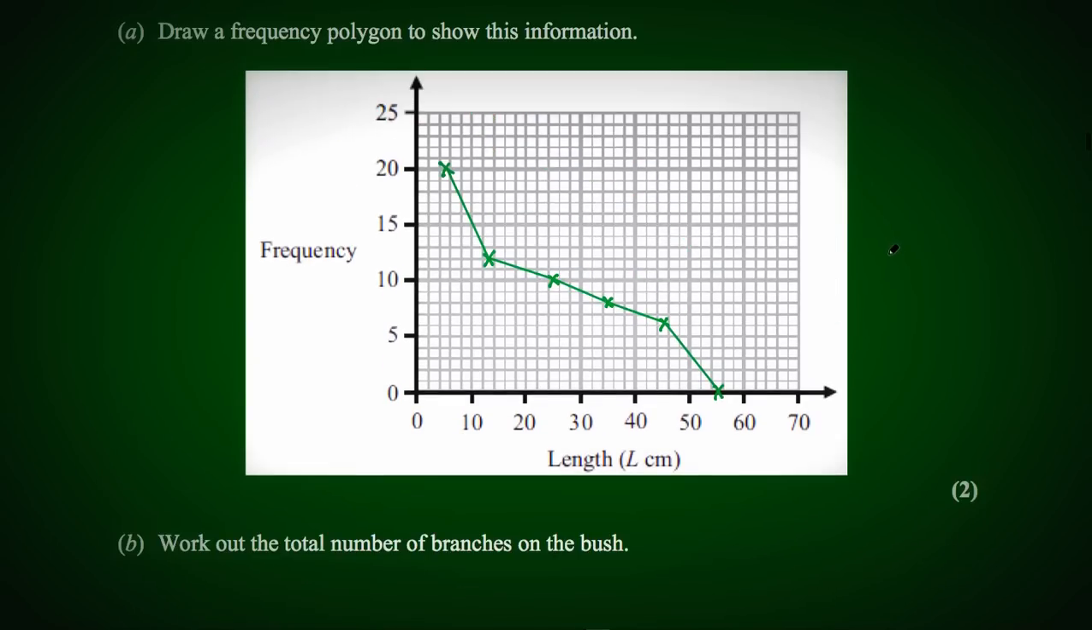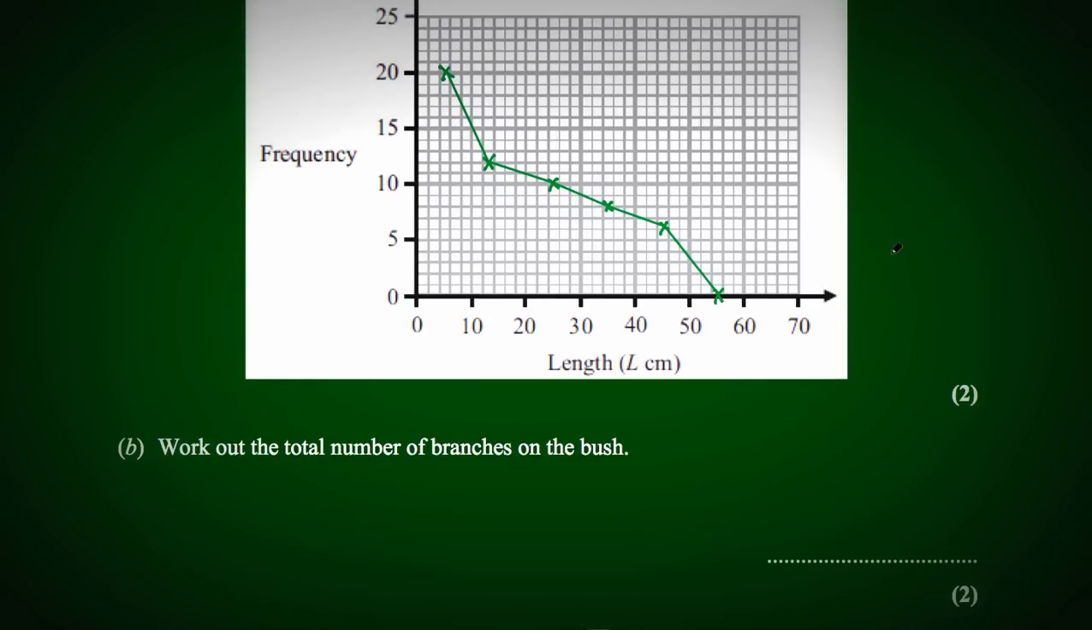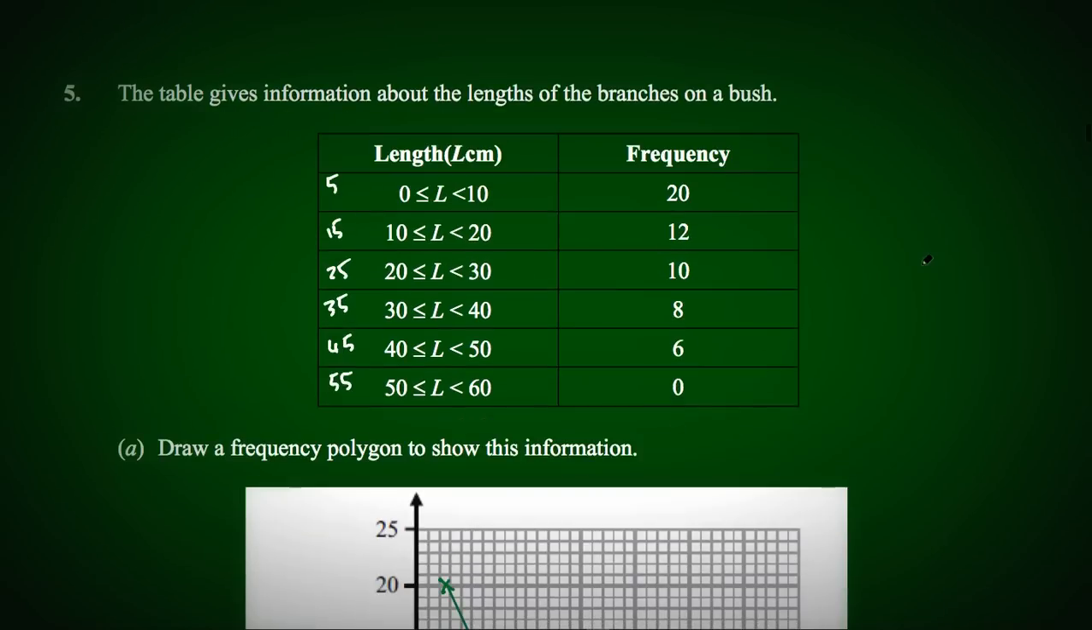Work out the total number of branches on the bush. I'm going to have to go back to the table. Total number of branches on the bush is adding all of these up. So 20 plus 12, I'm going to do a cumulative frequency as I go. So 20 plus 12 is 32. 32 plus 10 is 42. Plus 8 is 50. Plus 6 is 56, and plus 0 is still 56. So total number of branches on the bush is 56.